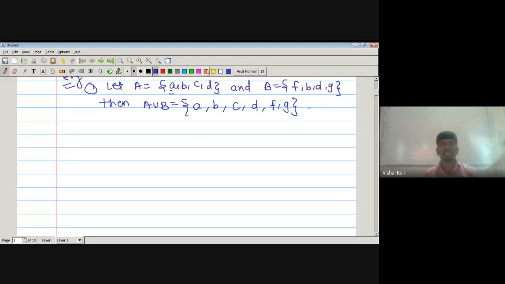Let us see its diagrammatic representation. Suppose this one is the universal set U.